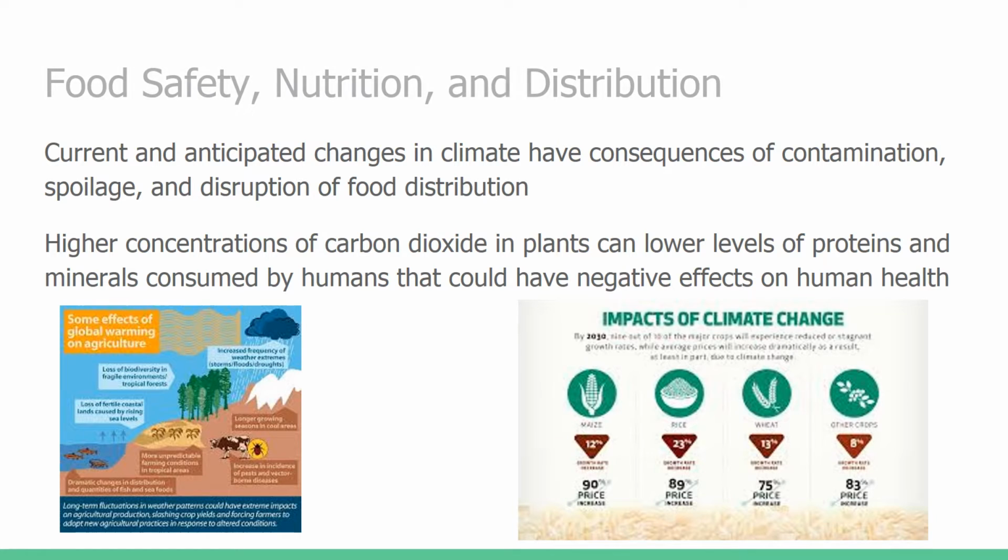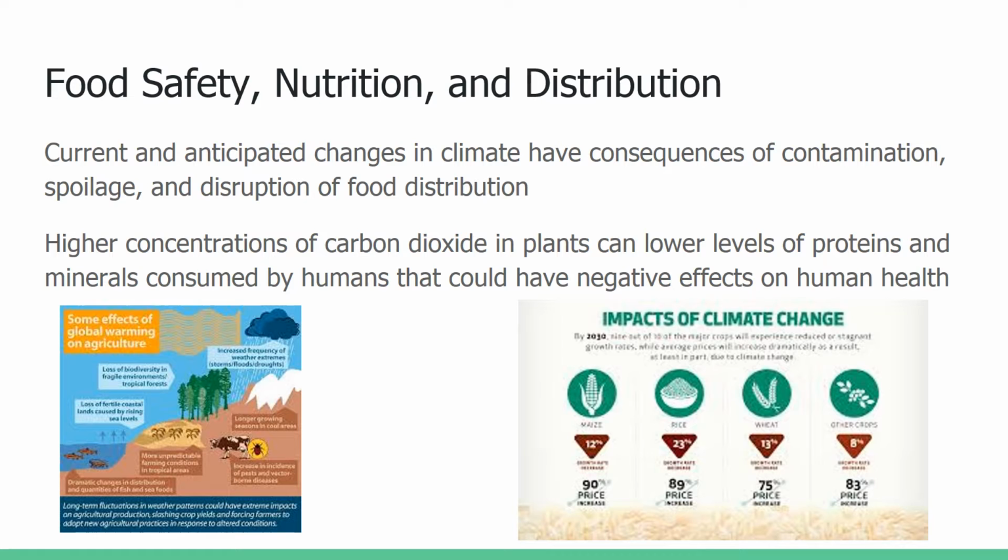So, food safety, nutrition, and distribution. Climate change in the present and in the future has negative effects on Earth's food supply. Due to the increase of CO2 in the atmosphere, higher levels of CO2 in plants lower the quality of many grains consumed by humans, and this has negative effects on their health.